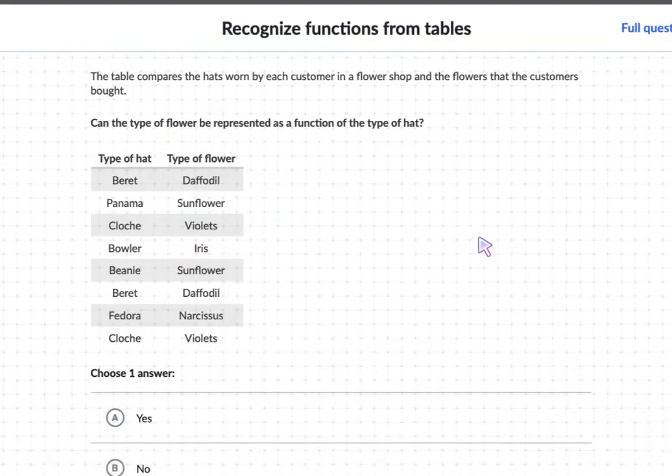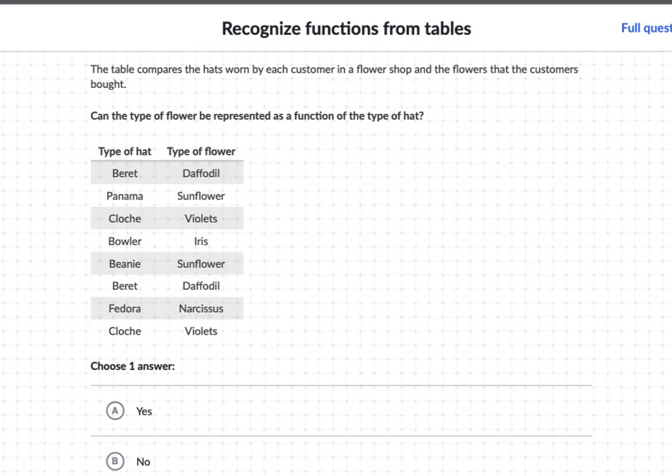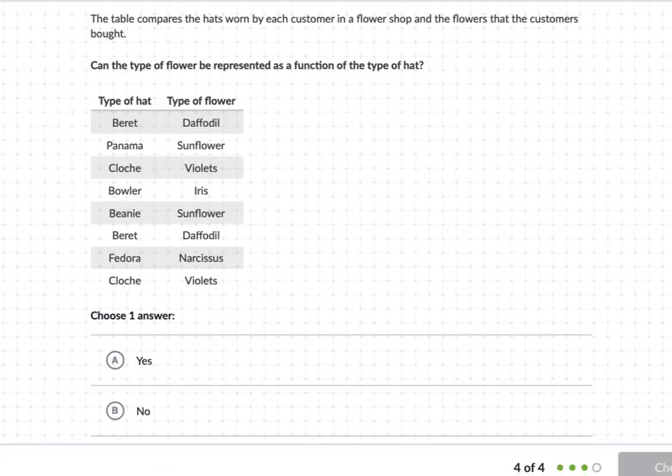Let's try one more. All right, this one has words. Totally okay, same rules. The table compares the hats worn by each customer in a flower shop and the flowers that the customers bought. Can the type of flower be represented as a function of the type of hat? So it's a function of the type of hat. Function of X, the type of hat. So the type of hat is X, the input, and Y is the output.